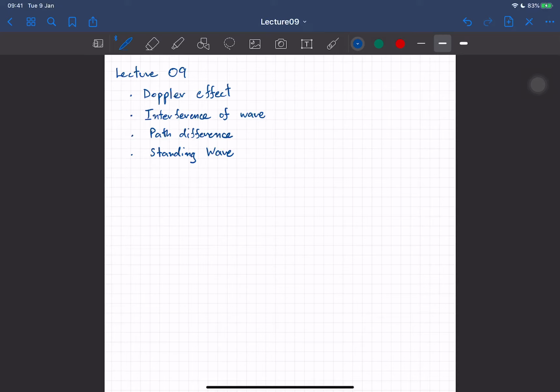And then we're going to start talking about one very interesting and important effect of waves, which is interference. And that's going to lead to a few conceptual things like path difference and how a standing wave is formed. And that's pretty much what we'll talk about today.